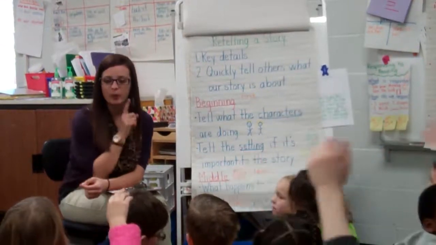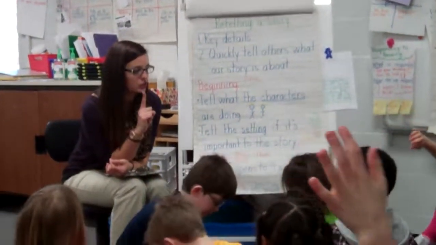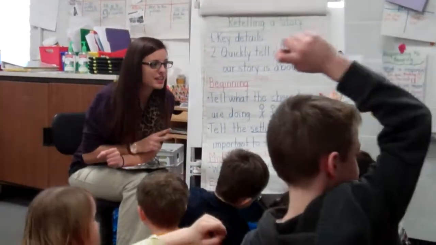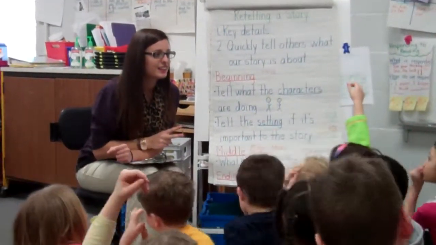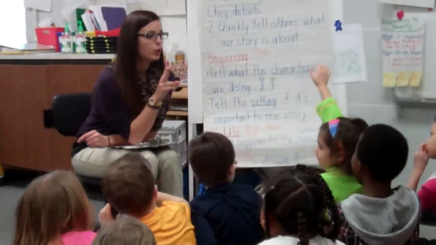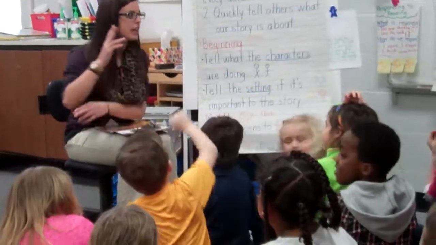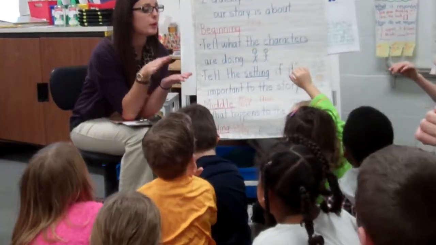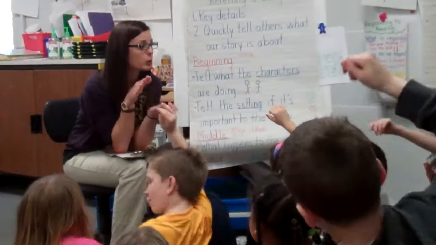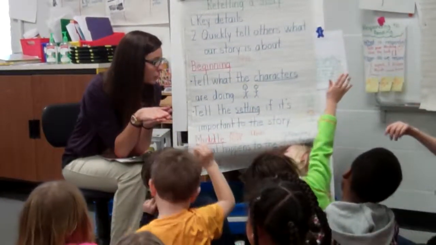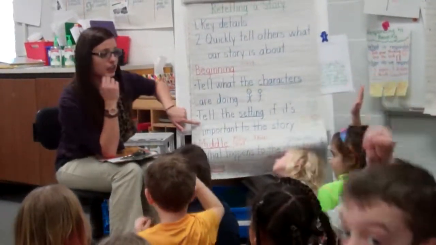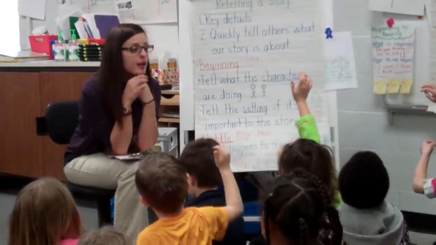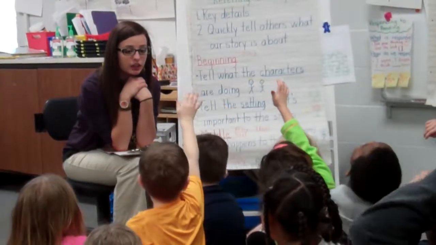Anna, what's one thing we have to remember to include when we're retelling a story? The characters. Emily, what's something else? Lots of details. When we're retelling, do we have to add lots and lots of details? Yes. No. Remember, this is different than when we're writing a story in Writer's Workshop. When we are retelling, we want the main ideas. We want to tell somebody the main things that happen in the story.